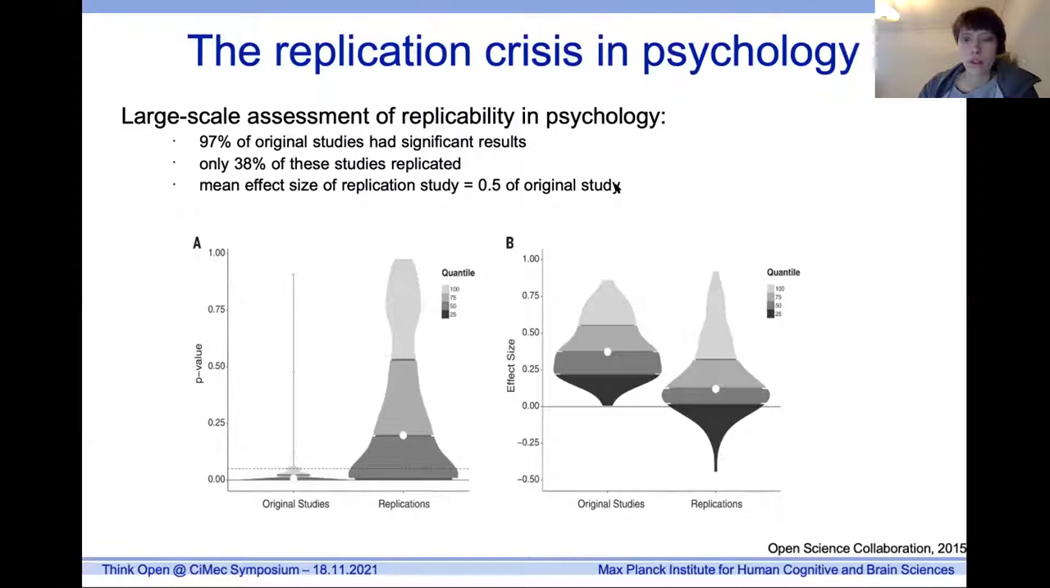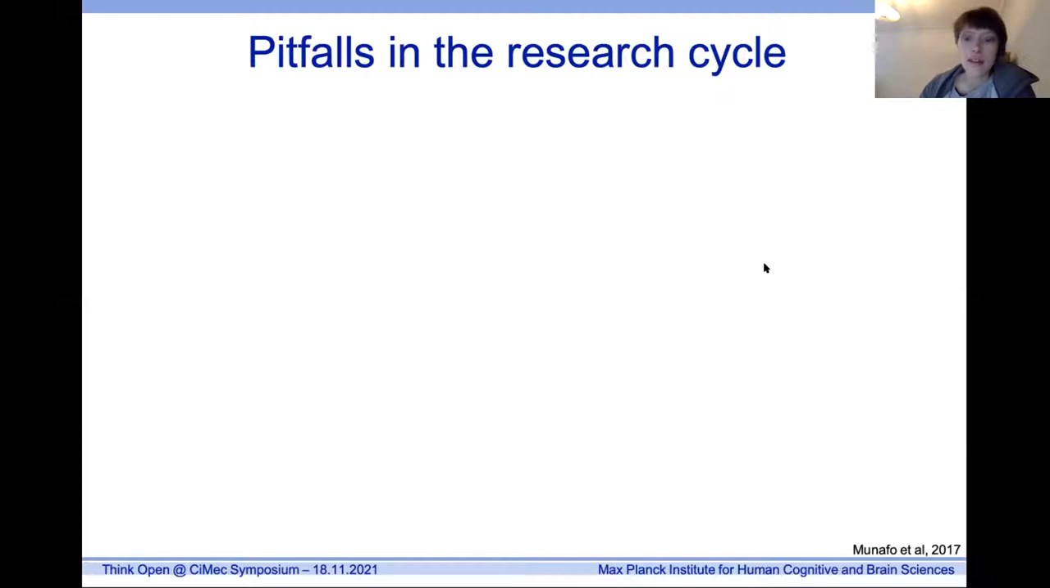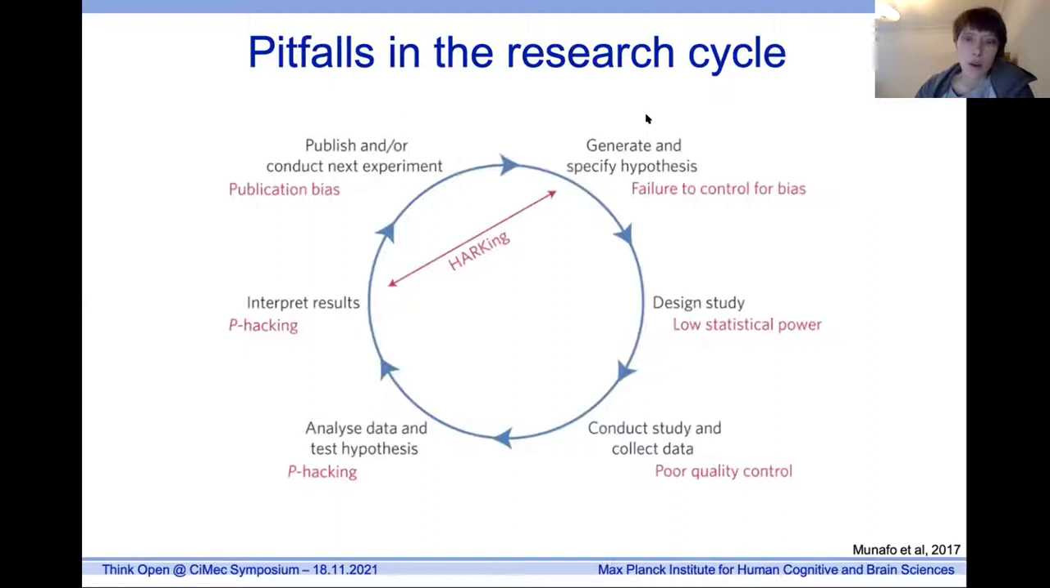And now we could say, okay, psychology, why is that the case? Here I thought it's nice to look into the research cycle, which basically describes our way from generating hypotheses over designing studies, conducting studies, and then analyzing data to come up with certain results. And actually there are pitfalls at each stage of the cycle that lead to low replicability or contribute to this reproducibility crisis.